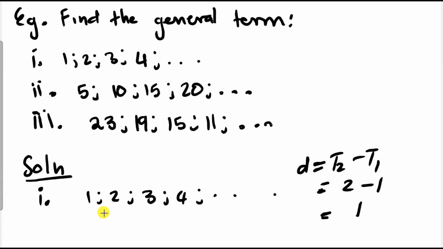However, I always advise you do this. 2 minus 1 is 1. 3 minus 2 is 1. 4 minus 3 is 1. Therefore, our d is 1. Now, we're going to get our general term.